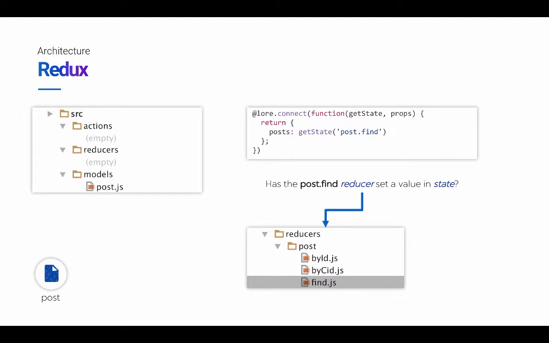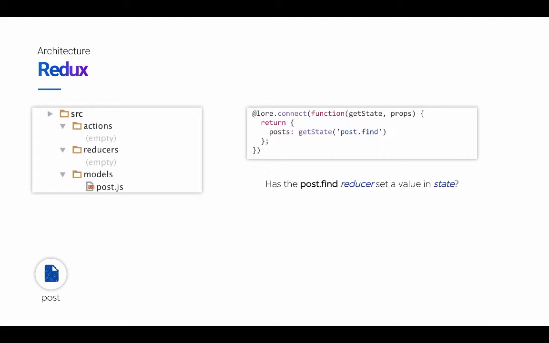And as a Redux refresher, a reducer structure like this will typically compose a store state structure like this, where the folder structure mirrors the object structure. So when we ask whether the post.find reducer has set a value in state, we're really looking to see if state.post.find has a value that is not the initial default. So back to the question.